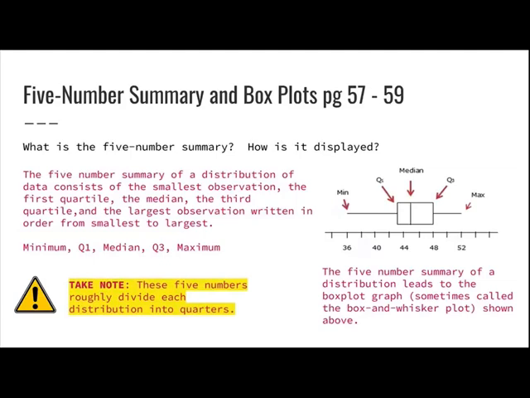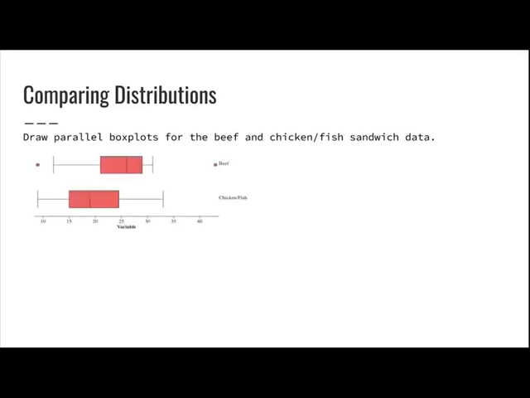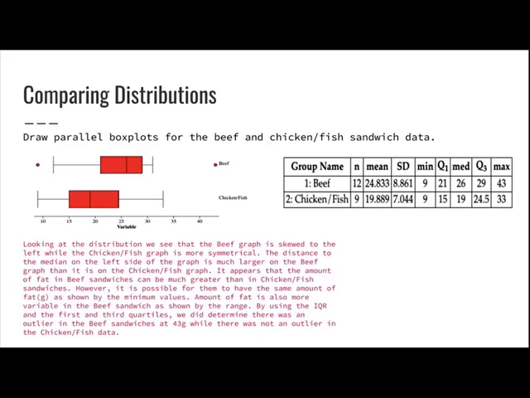These 5 numbers roughly divide each distribution into quarters. So here I have parallel box plots for the beef and chicken fish sandwich data. Looking at the distributions, we see that the beef graph is skewed to the left, while the chicken fish graph is more symmetrical. The distance to the median on the left side of the graph is much larger on the beef graph than it is on the chicken fish graph. It appears that the amount of fat in beef sandwiches can be much greater than in chicken fish sandwiches. However, it is possible for them to have the same amount of fat, as shown by the minimum values.